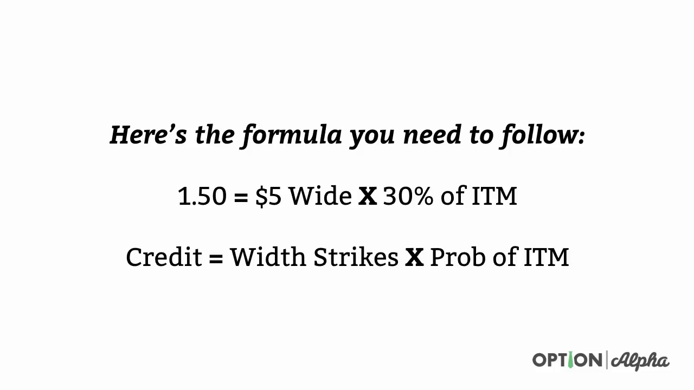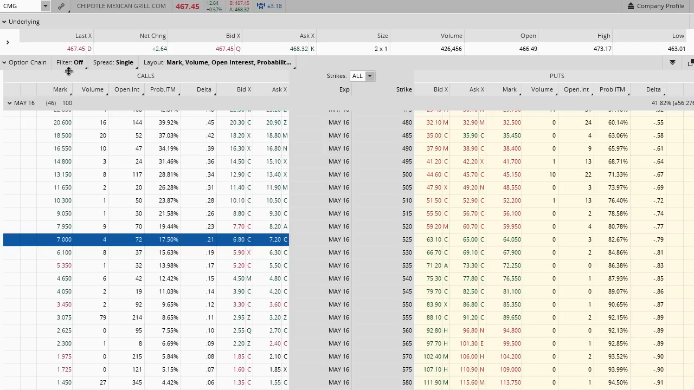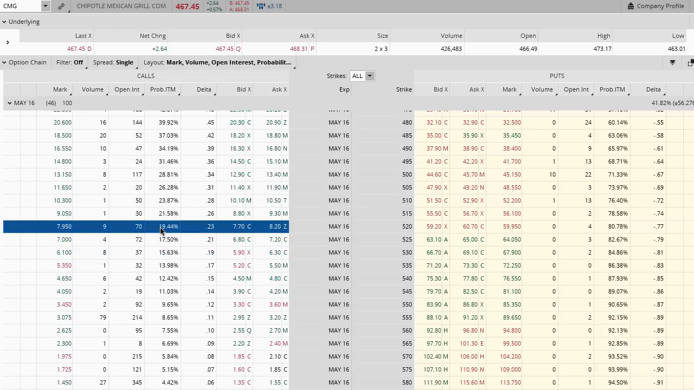So let's jump over real quick and look at some examples because I want to prove the point in what we're trying to do here. This is a look here at CMG. CMG has a fairly high implied volatility right now, so option pricing should be pretty good here. In this case, if we look at doing a trade that has an 80% chance of winning, we want to get some pretty good and fair pricing on an 80% probability trade. So if we look at the short strike of the 520 calls, they have about a 20% chance of being in the money at expiration.